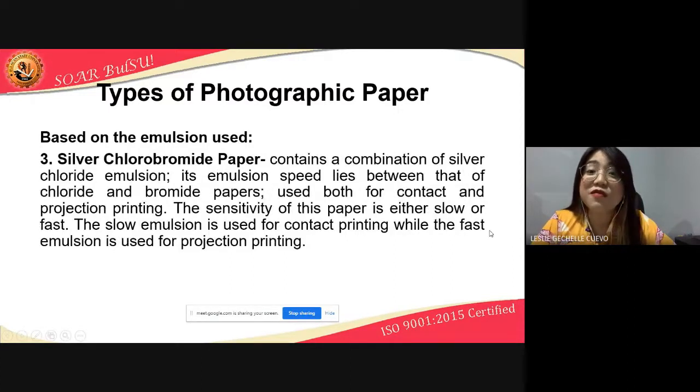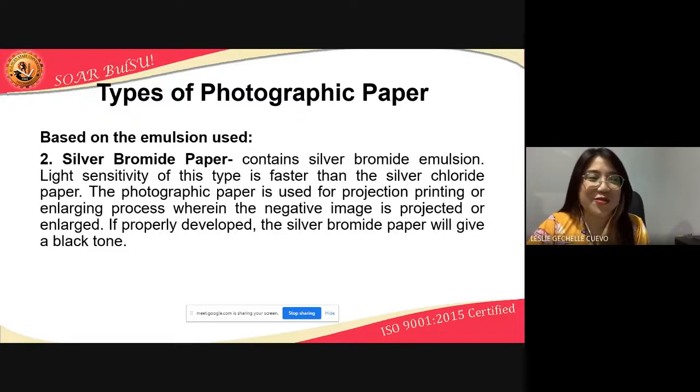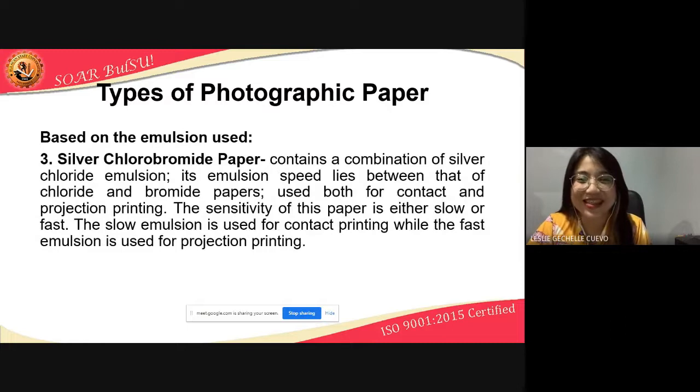Then we have silver chlorobromide paper. Oh, hulaan nyo. Kung saan gawa yung emulsion niya. Mixture na siya ng chloride and bromide. Kaya chlorobromide. So this contains a combination of silver chloride and silver bromide emulsion, and its emulsion speed lies between that of chloride and bromide papers. It is used for both contact and projection printing.